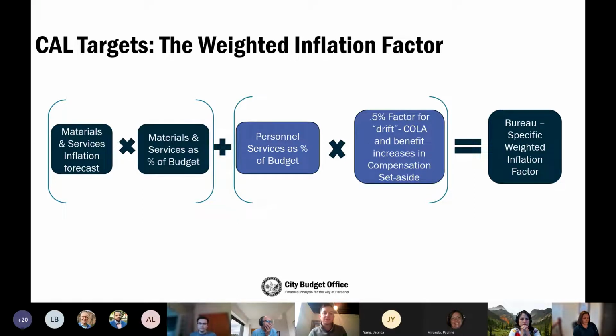And then we'll do the same thing for personnel services, but not using the cost of living or expended personnel, because again, that's in compensation set aside. We add a 0.5% factor for drift, which should capture things like reclassifications and things along those lines. And those together give you a bureau-specific weighted inflation factor.